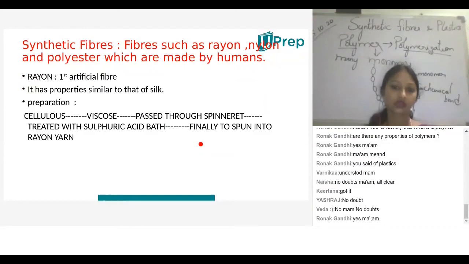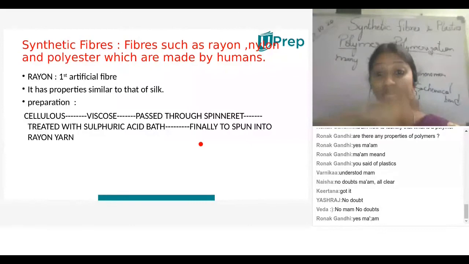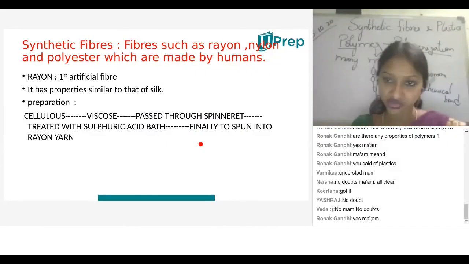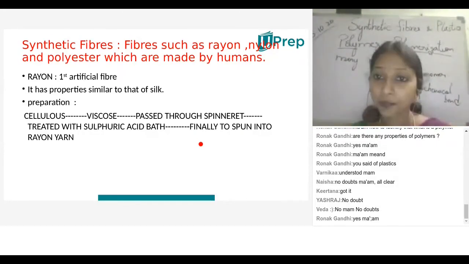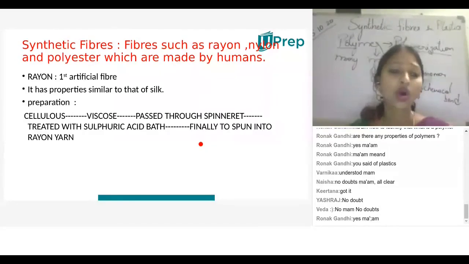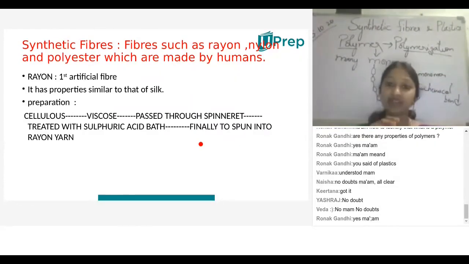So next we are going to learn about different kinds of synthetic fibers: how they are obtained, what the main fundamental sources are, how they are treated, what their properties are, and why we are going to select only this fiber as the best fiber. All these things we are going to learn about individual fibers.